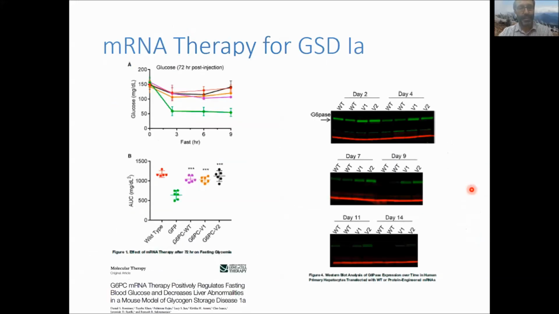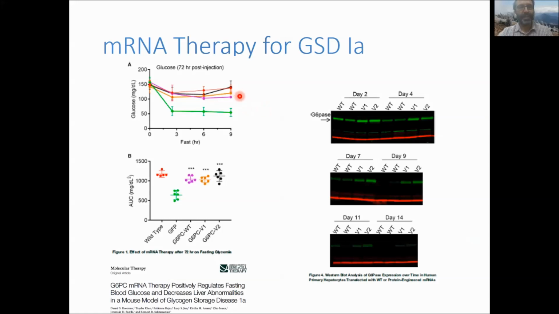And on the third hand, one more thing to mention in GSD1 is mRNA therapy. So it's a kind of gene therapy, isn't it? When a nucleic acid is used to replace a missing enzyme. And this shows work by the group at Moderna. They packaged the G6PC mRNA with their special lipid encapsulation.